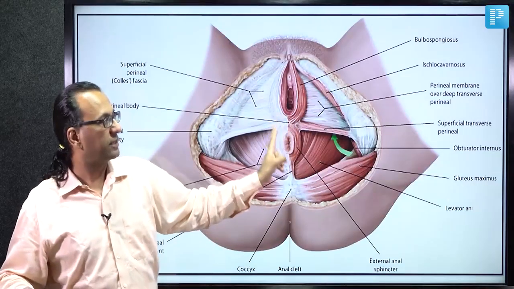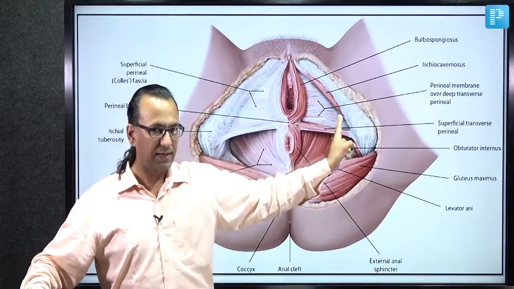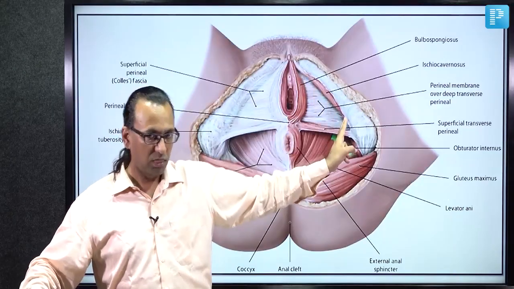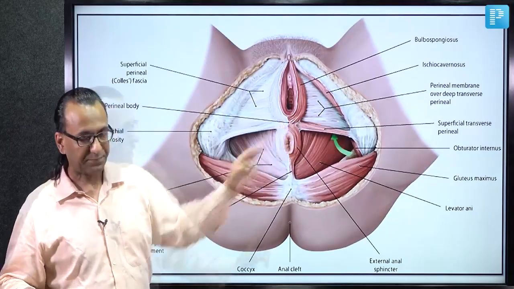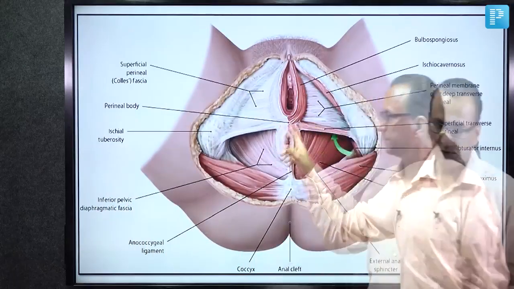But one muscle you can see, the ischiocavernosus, is a lateral muscle, does not come to the midline, and so will not be inserted into the perineal body. This perineal body is important while we are conducting a vaginal delivery.